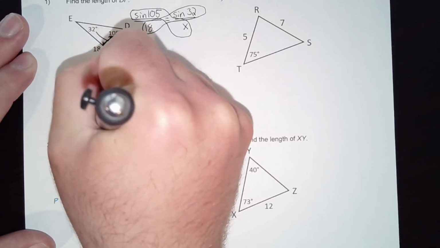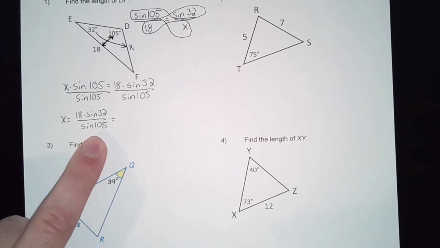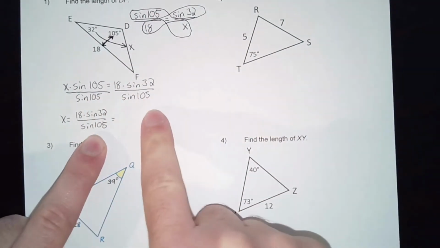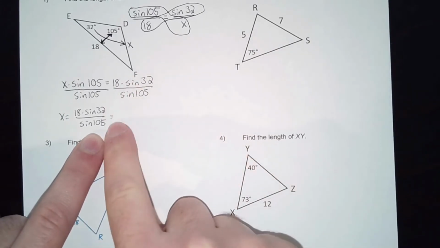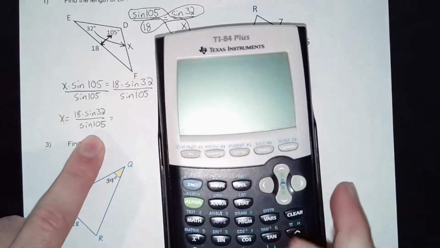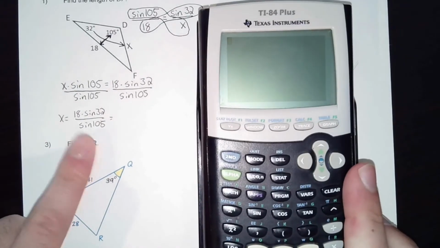Now, this part that I just wrote here is not necessarily work that you need. Everything else up to this point I do need to see as part of your work. So this is one where it's going to be really important to show everything. But I do need to get my answer here. So let me grab my calculator. Let me show you two different ways that you could type this in.